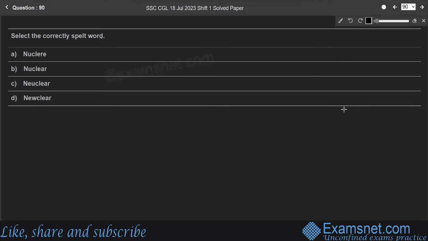Question 90. Select the correctly spelt word. Among the 4 options, option B is the correctly spelt word, nuclear, which means relating to the nucleus of an atom or nuclear energy. So it is called nuclear, right? Option B is the right answer.